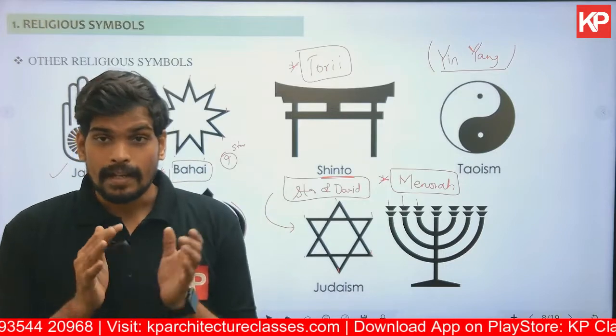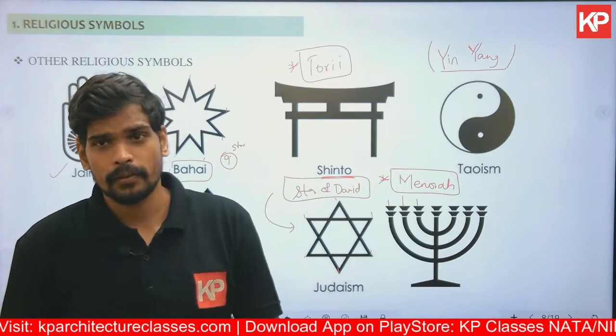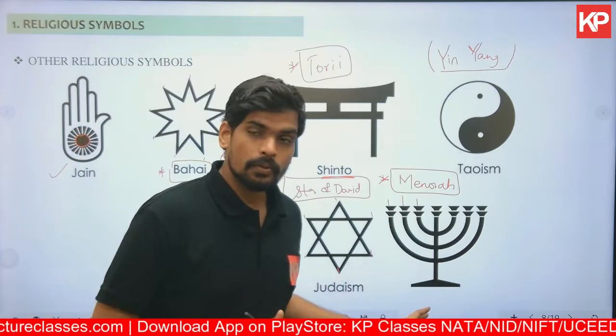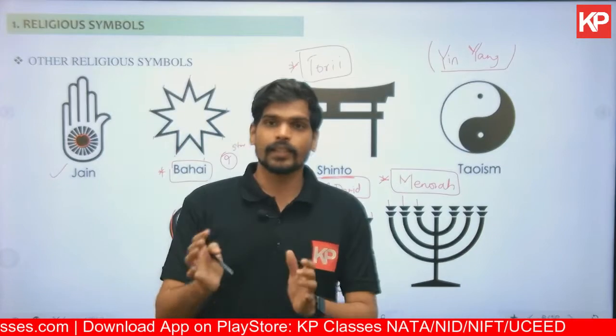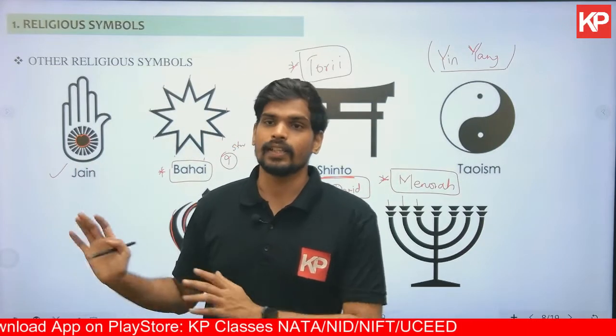So we have categorized and discussed some 15 to 20 important religious symbols, categorizing them into groups: important symbols of Christianity, Islam, Hinduism, and other religions.